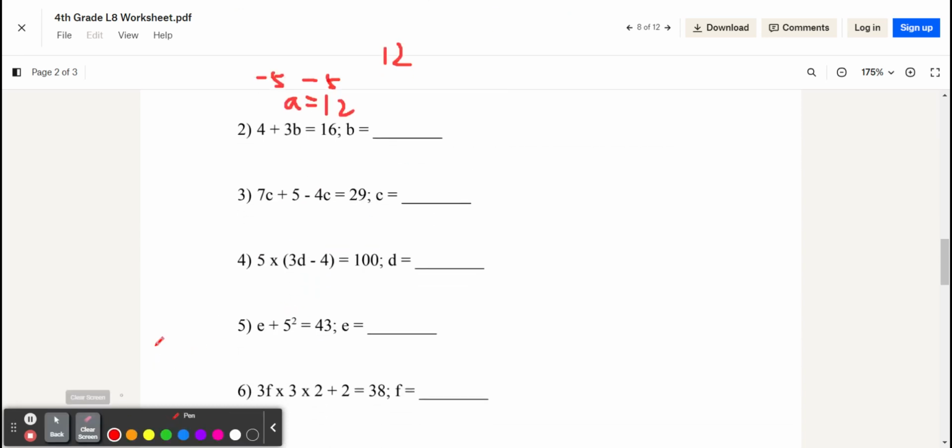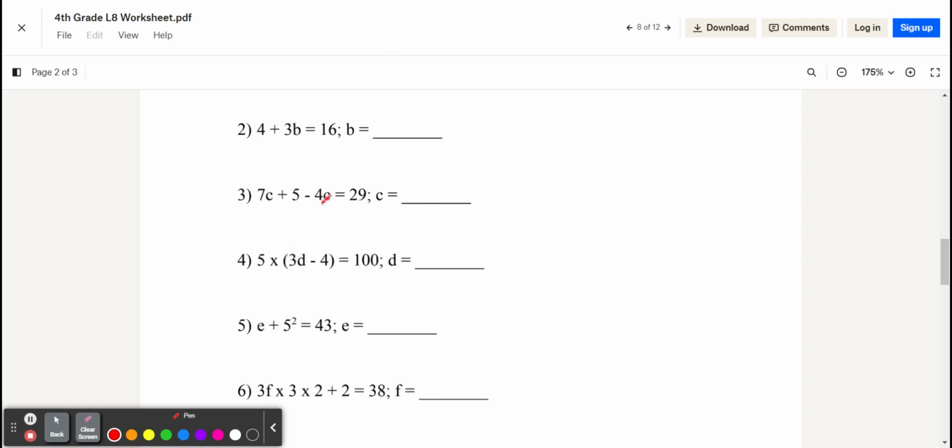Second problem, 4 plus 3b equals 16. Subtract 4 from both sides. You get 3b equals 12. And that's 3b, not 36, sorry. And then now you divide both sides by 3. And then you get b equals 12 divided by 3, which is 4. So b equals 4. Let me clear the screen because this is a little messy.